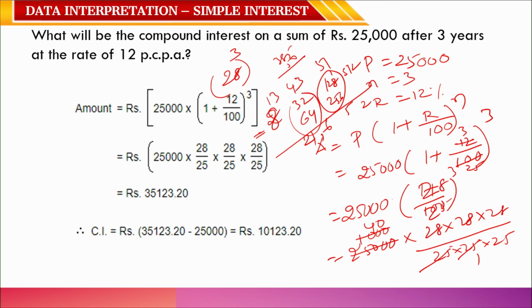So what is required? Compound interest is required. So you have to subtract 25,000 from 35,123, which means 10,123 rupees 20 paise is the compound interest at the rate of 12% per annum for 3 years on the amount 25,000. Is it clear? Like that you can calculate it.